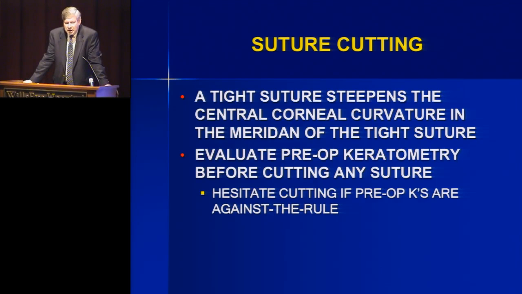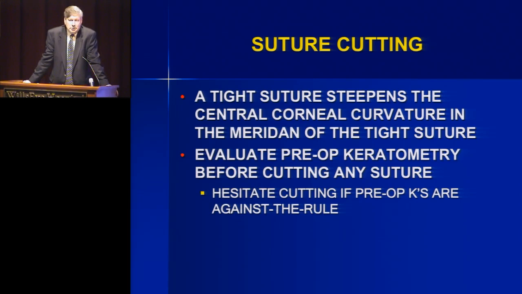Let's talk lastly about cutting sutures. A tight suture will steepen the corneal curvature in the meridian of the tight suture. Well, what's that mean? Wherever your suture's too tight, you're going to have a lot of plus cylinder, and that's the suture you're going to want to cut to reduce that. But you have to evaluate the preoperative Ks before you go cutting any sutures. And this is something that's frequently not done. So the patient comes in, you look at them at 6 weeks, they've got a tight suture at 12 o'clock.